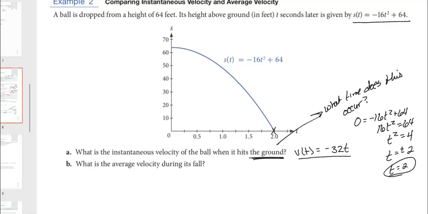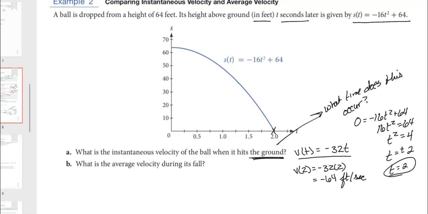So we know this is going to model the velocity. So we want to know the velocity at 2 seconds in. And that velocity is going to be negative 64, and this would be in feet per second, because we're telling us units up here.